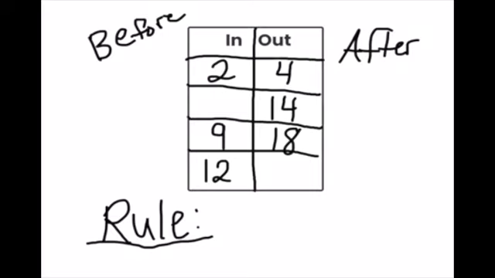So far it kind of looks like maybe that's a plus 2 rule. But let's see if that's true. Let's go down to the next one where I have both the input and output that I know. 9 and 18. Before the rule it was 9, after the rule would be 18. Would that make sense if my rule was plus 2? 2 plus 2 was 4, right? So is that the rule? 9 plus 2, is that 18? No. So plus 2 is not my rule.